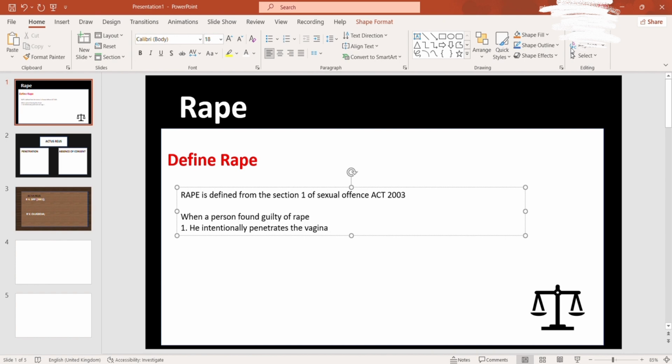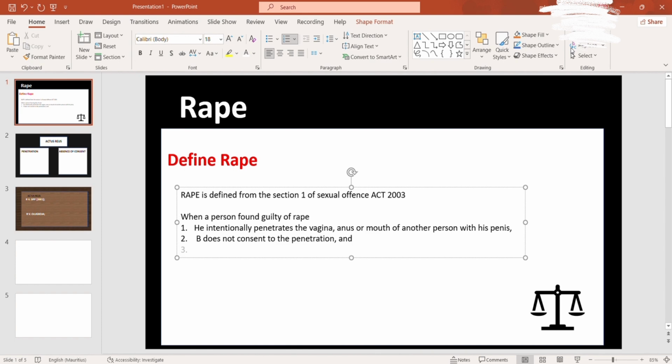First, he intentionally penetrates the vagina, anus, or mouth of another person with his penis. The second is that B does not consent to the penetration, meaning the person does not want the sexual touch. And third is that A does not reasonably believe that B consents.